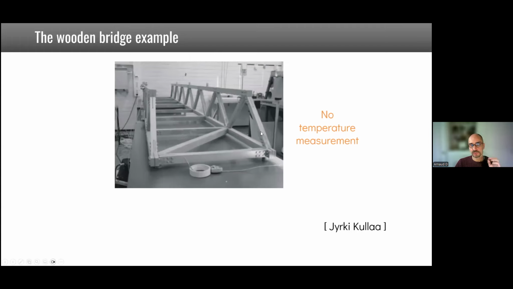I worked on this problem a long time ago, maybe 10, 15 years ago. He set up in his lab a wooden bridge, and he was not measuring the temperature anywhere on the system. He was just recording with accelerometers, and it was under ambient vibration. So basically, the ambience was making the bridge vibrate. I think it has a shaker. I'm sorry, it has a shaker here. So it was shaking the system constantly.